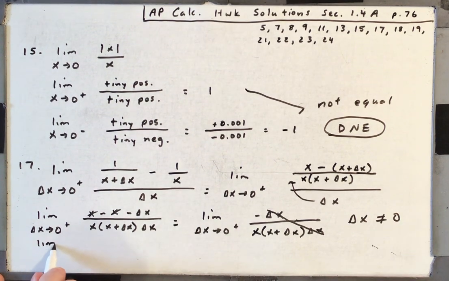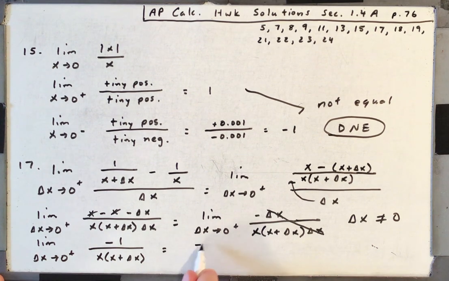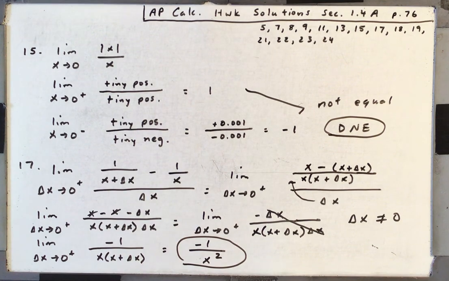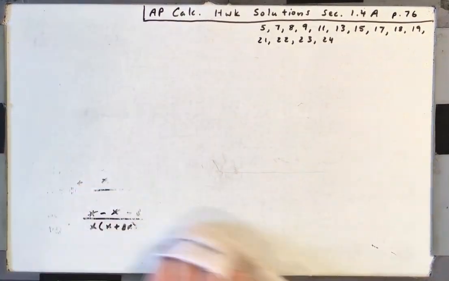So finally we've got to the point where we can plug in that 0 for delta x, because I would have -1 over x times x plus delta x. If we plug a 0 in here for delta x, I've just got -1 over x times x, right? Because that's 0, just x times x. So that's x squared. All right, beautiful. That's a really good one to understand. Okay, number 18.